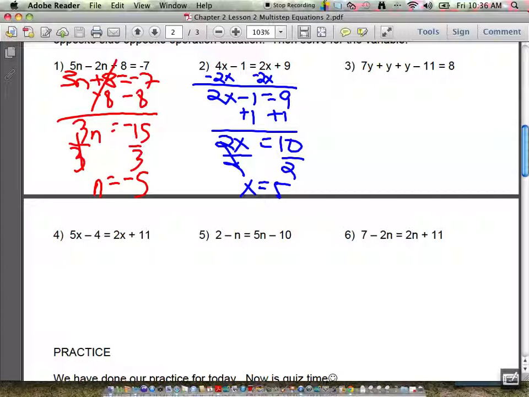So how many y's do you have altogether? Add them up. You got 7 y's plus another y plus another y. How many y's is that altogether? Look, if I had $7 and a dollar and a dollar, how many dollars would I have? So if I have 7 y's and a y and a y, what do I have? 7, 1, 1, 11? Yes, very good. 9y minus 11 equals 8. Keep going.